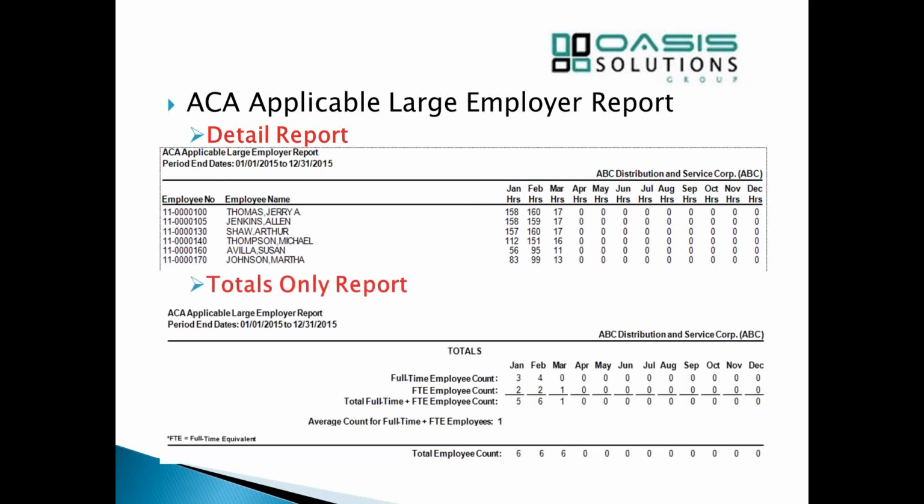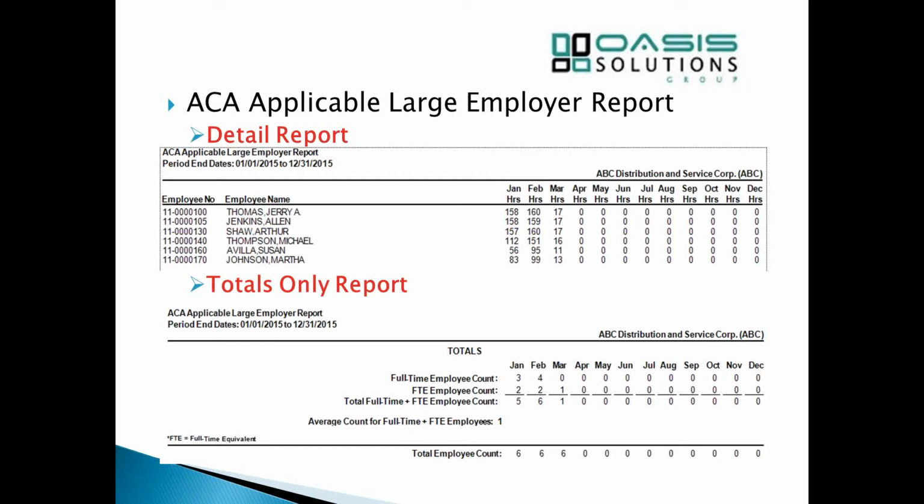Now the totals page. If you get the detail report, you do still get the totals page. But if you print the totals only, your page will look like this. On the totals page, it will just give you the total counts. The top line will give you your full-time employee count. So if we look at the detail above, notice in January I have 3 full-time employees.